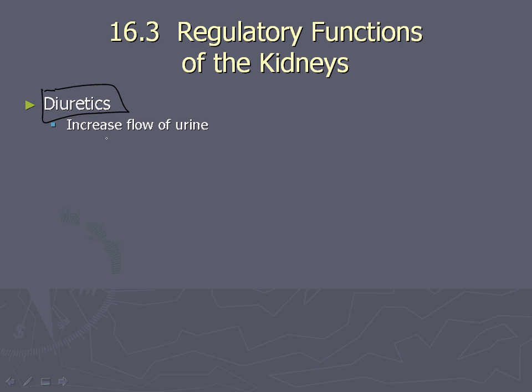So what a diuretic does is it increases the flow of urine. So this is the last thing. It's nothing to do with blood pressure. This is just some impacts of the things we were talking about.